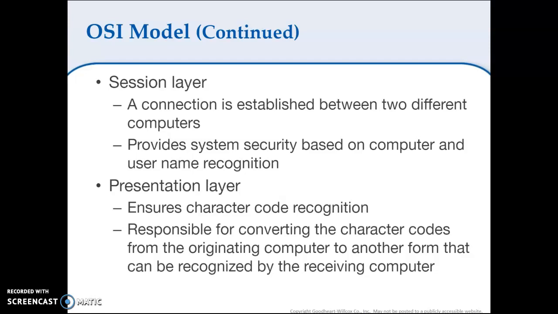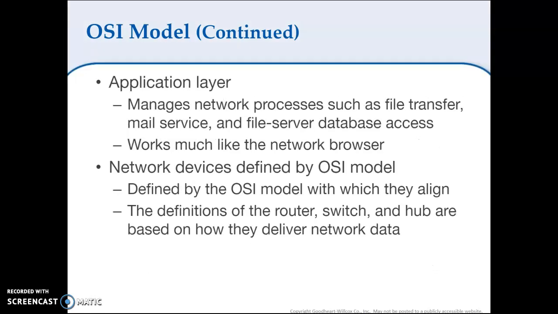The presentation layer ensures character code recognition. It is responsible for converting the character codes from the originating computer to another form that can be recognized by the receiving computer. And the application layer manages the network processes such as file transfer, mail service, and file server database access, and works much like a network browser.